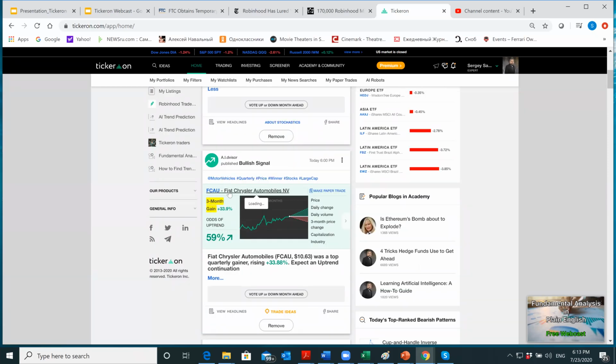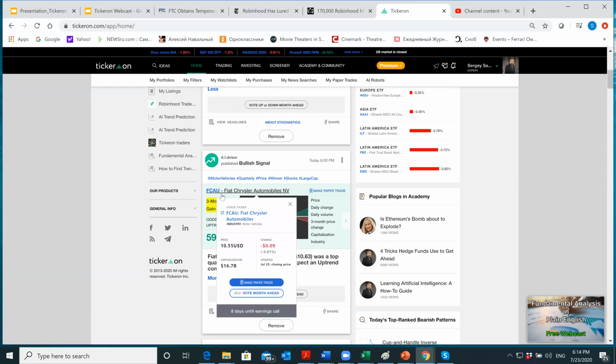Just clicking here, I see very brief information. You see, the price is 10, the change for today was small, and the valuation is 16 billion. I can make a paper trade, so I can buy and have a record that I made a bet, or you can vote and see what the community thinks. 8 days until the earnings. You see, in one click, you have a lot of information.